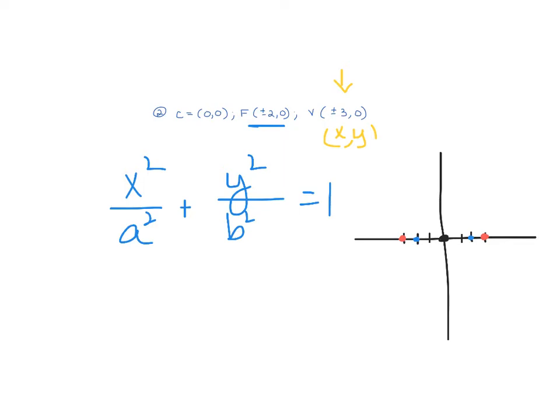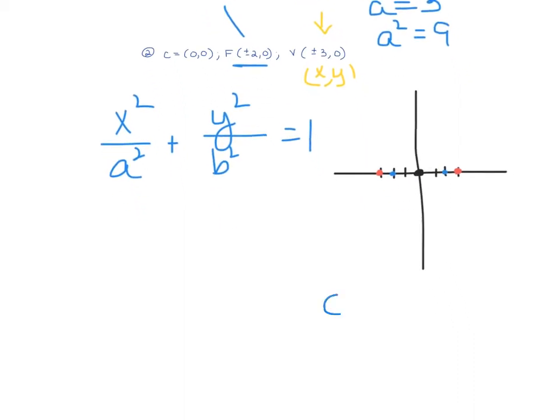Again, I can get my a value from either a vertex or a major axis length. So on the other one, it gave me the major axis length, and I divided that by 2, and that was my a. This time I actually have the vertex, so my a value is 3. A squared is 9. Now again, C will come from the focus when it's at 0, 0. So my C value is 2. So C squared is 4.